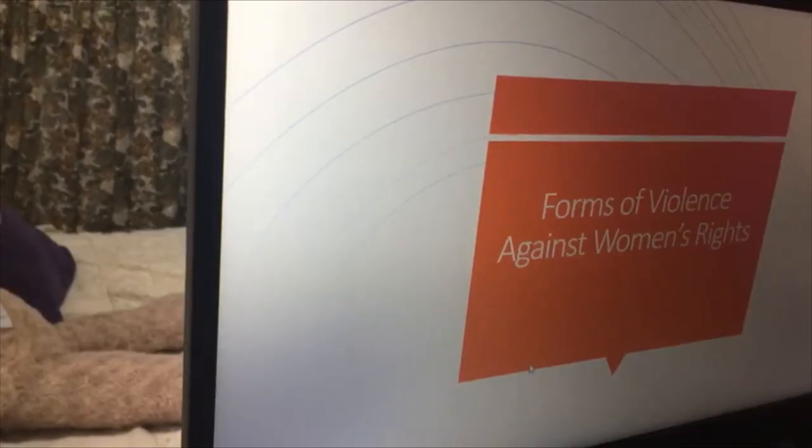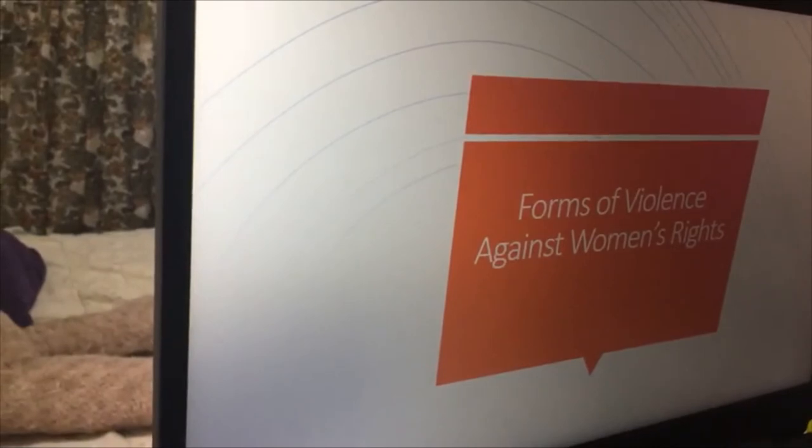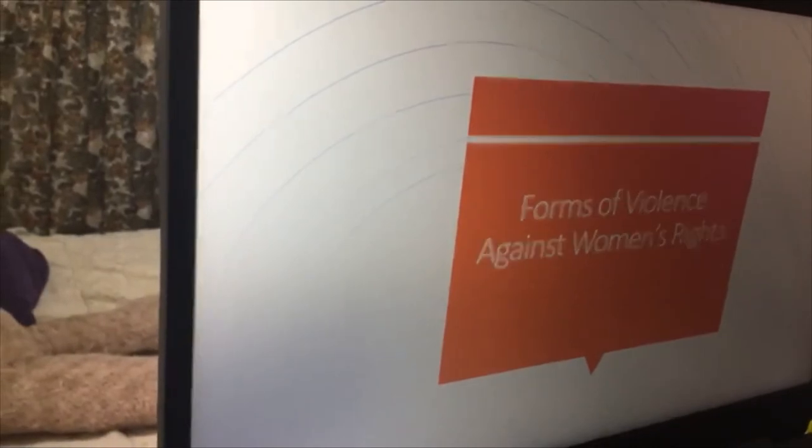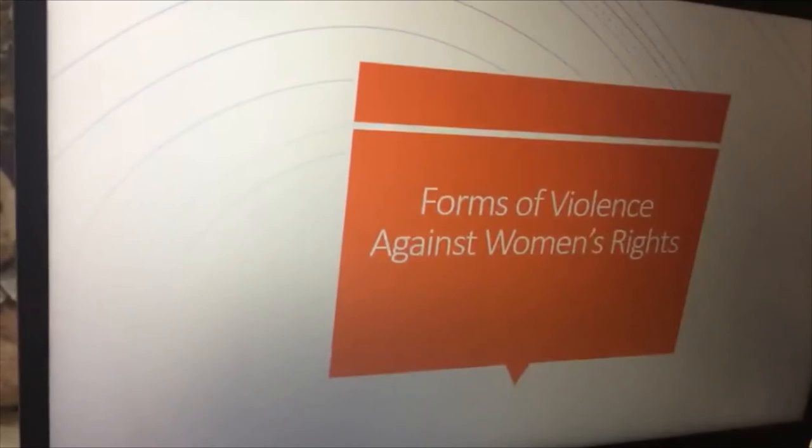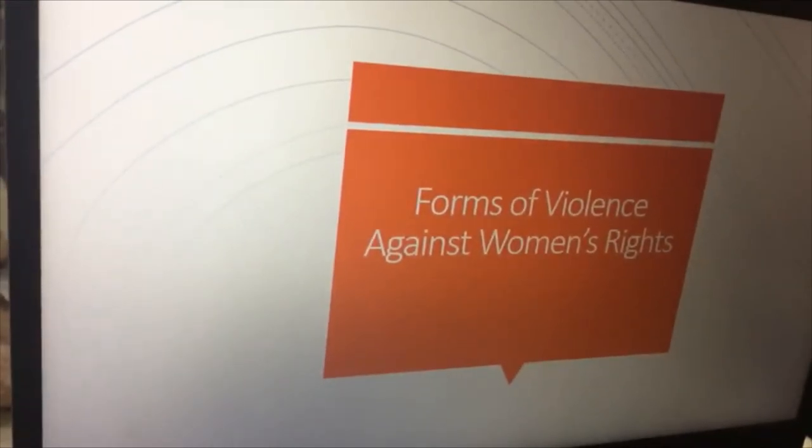We are already familiar with different forms of violence, class, no? Maybe I'm just going to write a new slide for this section. Let me just write this slide down. We are already familiar, of course, with various forms of violence against women's rights, and these forms of violence include physical abuse, as mentioned in the book.